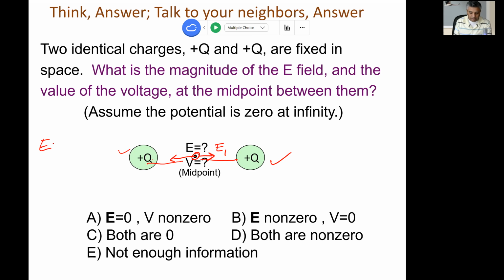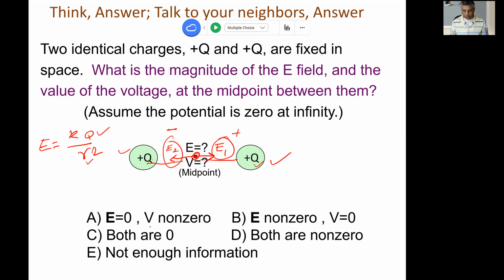So electric field being kq over r squared, what happens? The value is going to be the same because q is the same, r is the same for both charges at this point. The difference is one is pointing this way, another pointing that way. So one is canceling the other one. So net becomes 0. If we assign this as positive, then this is going to be negative. Remember, field is a vector.